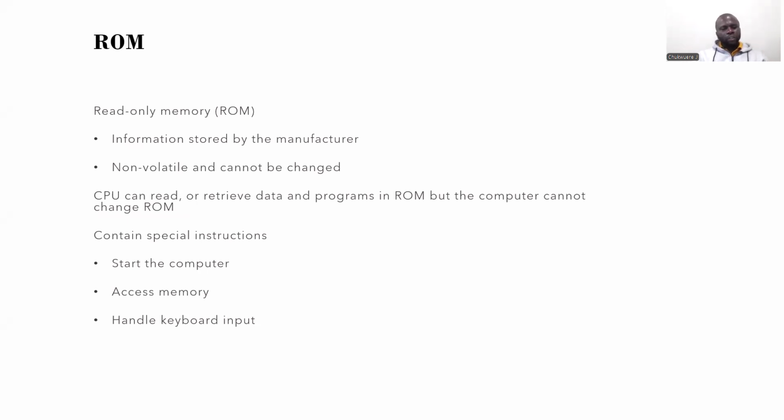Good. And then the CPU can read and retrieve data and programs in the ROM, but the computer cannot change the ROM. Once the instruction is input, it doesn't change whether the power goes off. You cannot manipulate it by deleting it just like that. They contain specialized instructions that assist the computer to start.